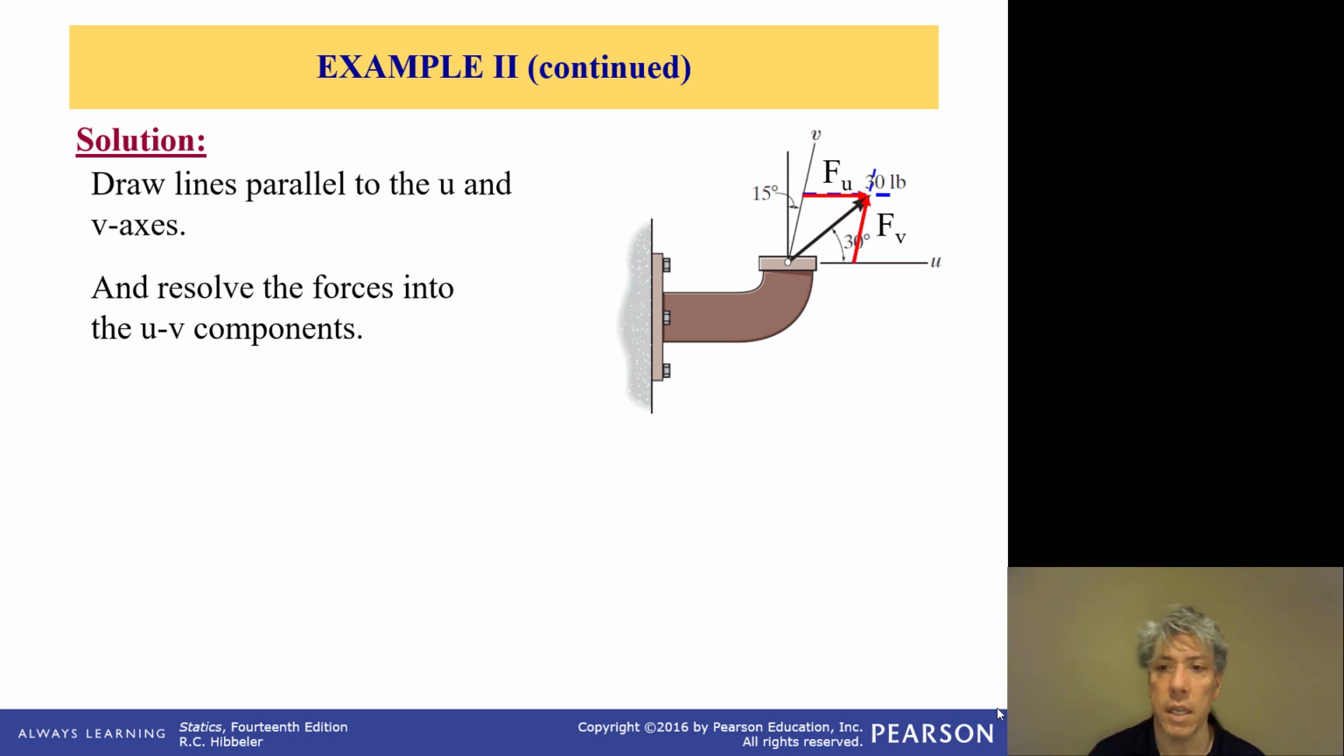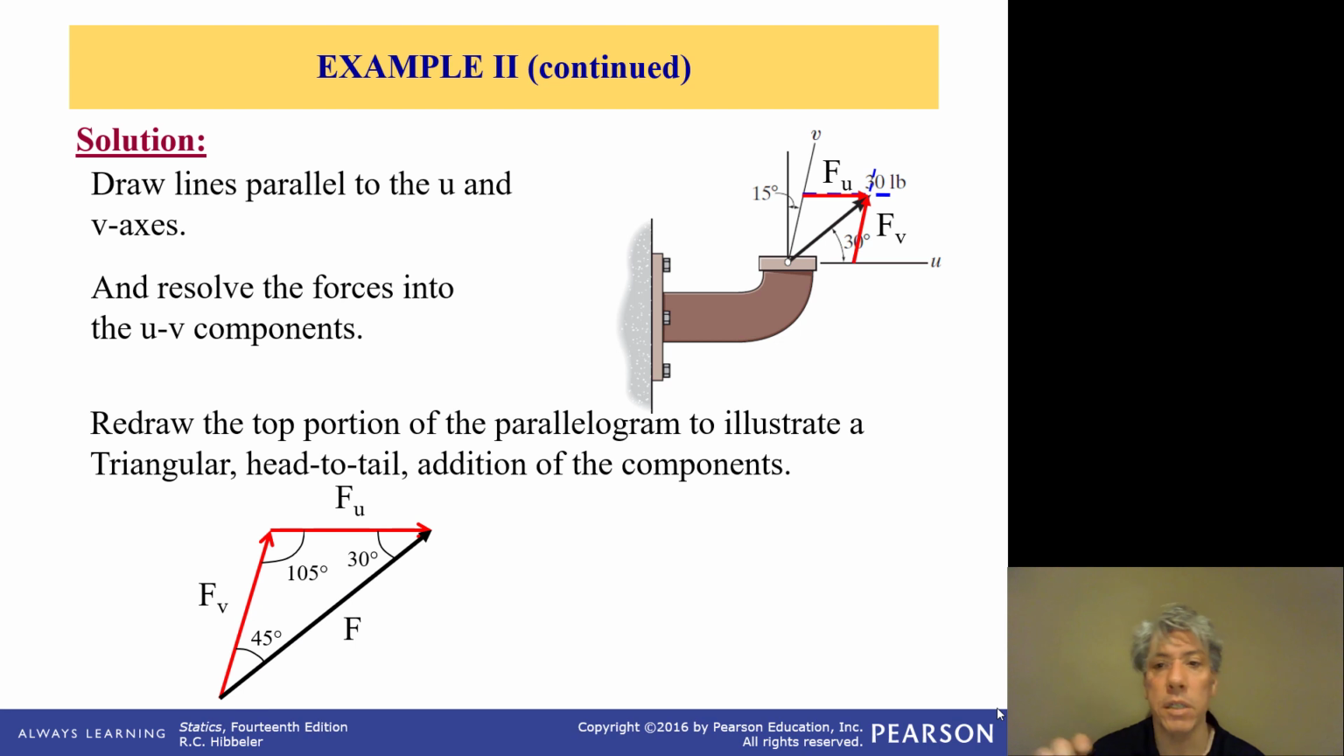F sub v then is the magnitude of the force along axis v. Now, what exactly are those? Well, we could actually rearrange things. We could move F sub v over to the left so that it actually lies on the v-axis, and then extract that triangle and draw it off to the side.